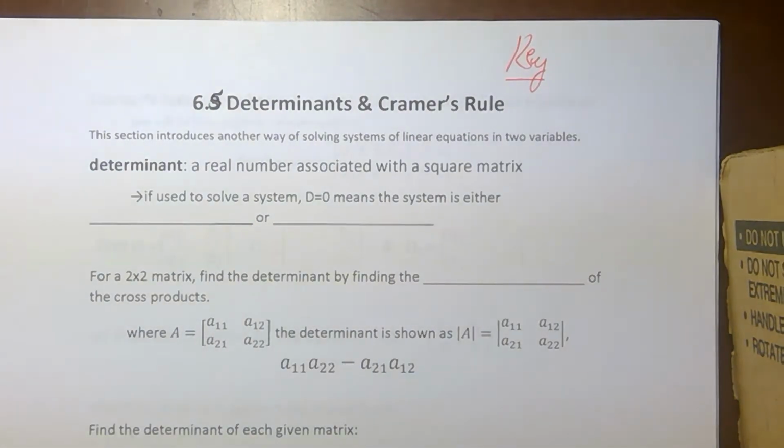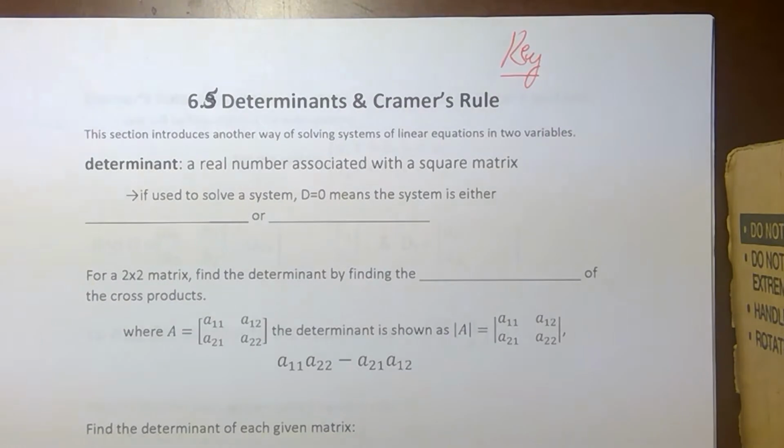Let's walk through a key for 6-5 over determinants and Cramer's Rule. After all the hard work you've done understanding matrices to this point, this one's kind of fun. There's not a lot of new ways to do things here. We're just putting together some things you've known for a while to use in a new way.